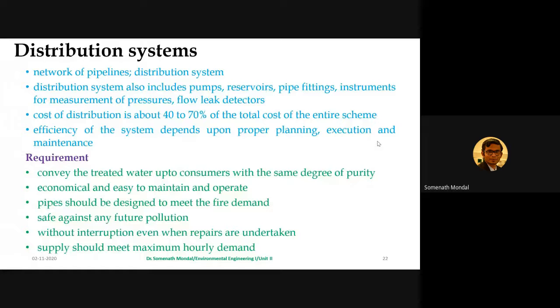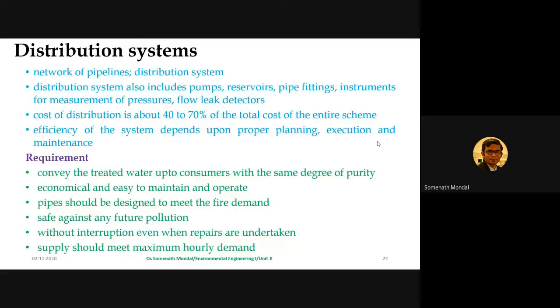Now, apart from that, based on the nature, the way the distribution network is spread, which is called a distribution system, based on how they are expanded or stretched to reach the furthest consumption point, we can have different types of distribution systems, and we'll be discussing them in detail. Now, before going into that, let us try to understand what the requirement of the distribution system is.